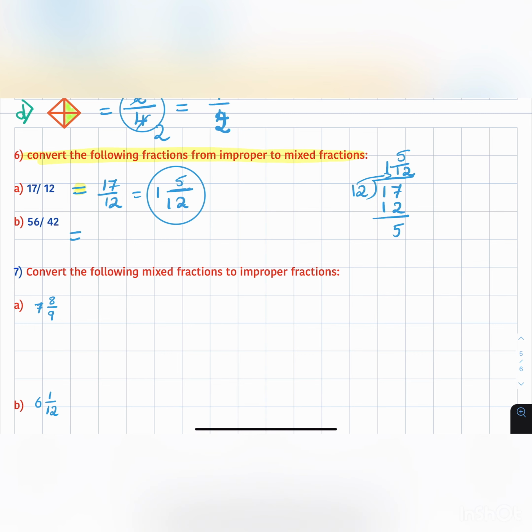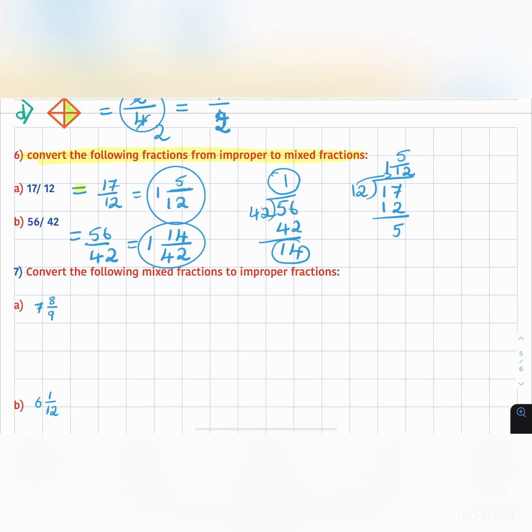Next one, 56 by 42. So how do we write this? We divide 56 by 42. 1 42 is 42, and we are left with 14, right? Remainder. So 42 is always the denominator, and this is the whole number, and the remainder is the numerator. 1 14 by 42.